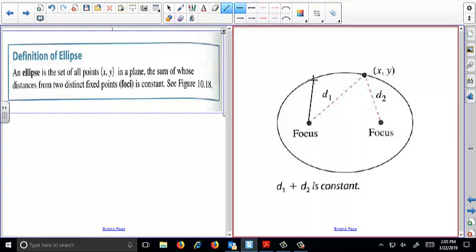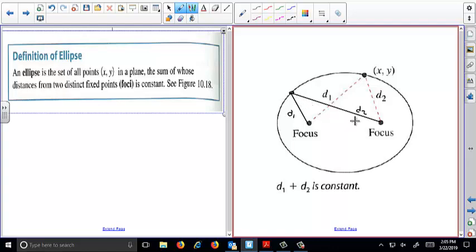Well, if I take another point here, let's say this point, so I've got a new point, x1, y1, if you want to call it that. And this would be d1, and this would be d2. The sum of these two, d1 plus d2, for this point is going to be the same as the sum of the distances from these same two focus points to another point in an ellipse.